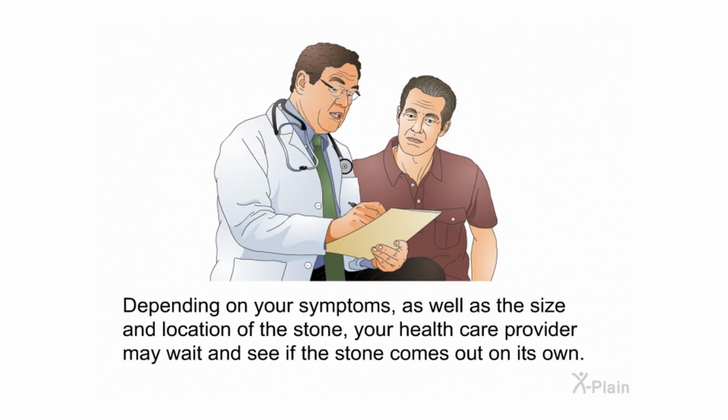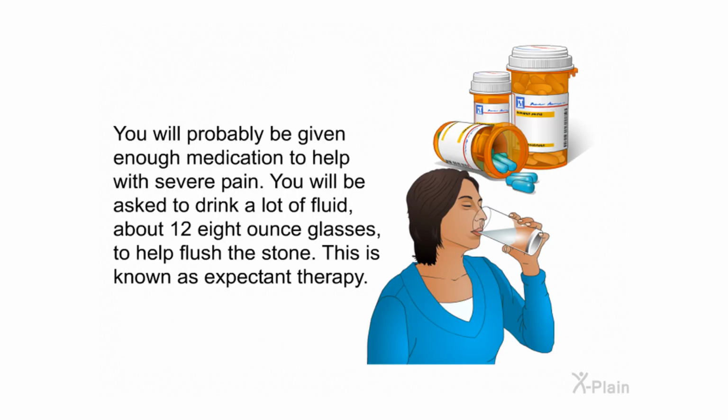Treatment. Depending on your symptoms, as well as the size and location of the stone, your healthcare provider may wait and see if the stone comes out on its own. You will probably be given enough medication to help with severe pain. You will be asked to drink a lot of fluid, about 12 8-ounce glasses, to help flush the stone. This is known as expectant therapy.